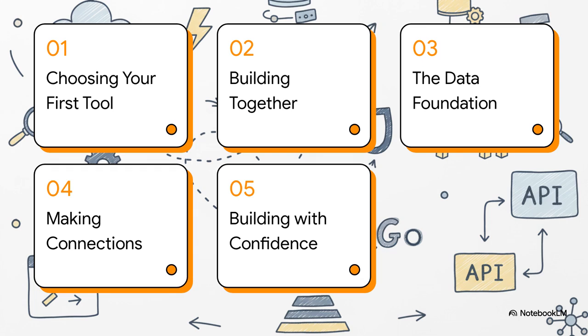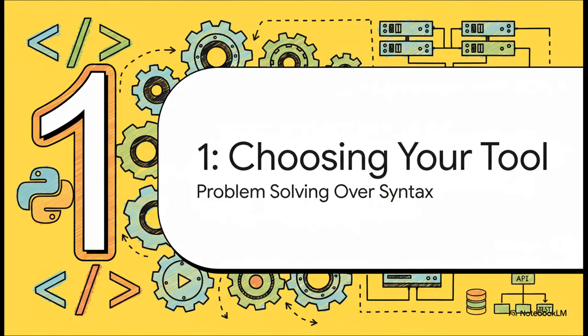So here's our route for today. We've got 5 main checkpoints on our map: choosing your first tool, learning how to build together, setting up the data foundation, making all the right connections, and finally, building with real confidence. All right, let's get into our first checkpoint, choosing your first tool.